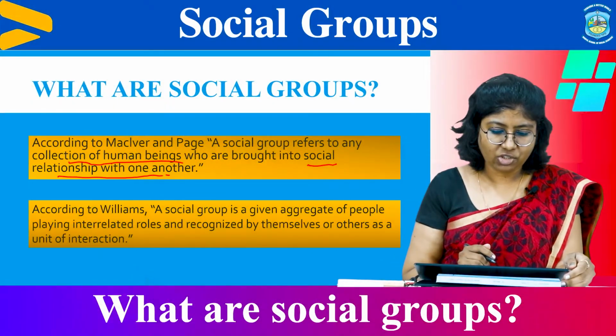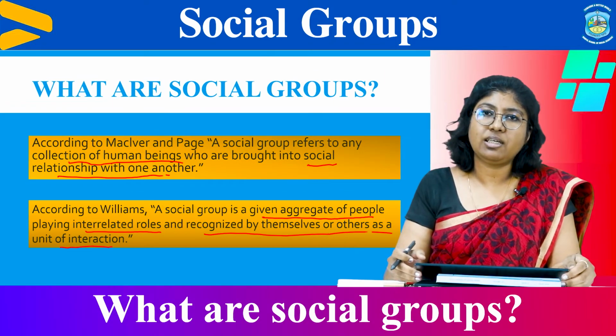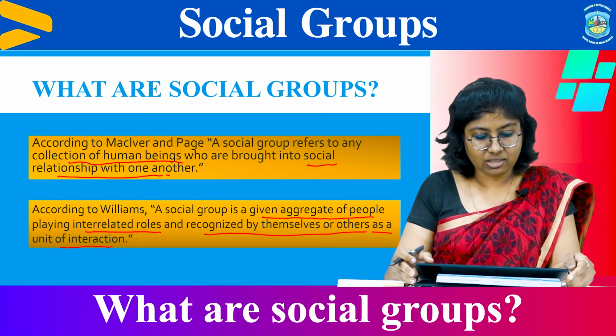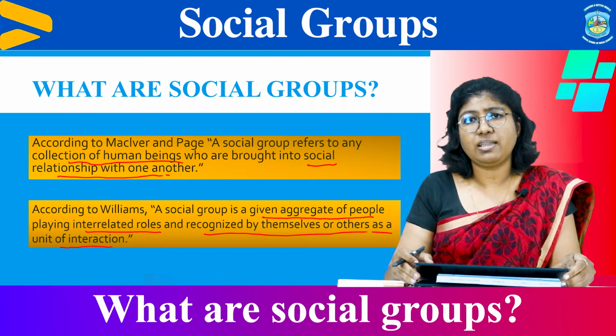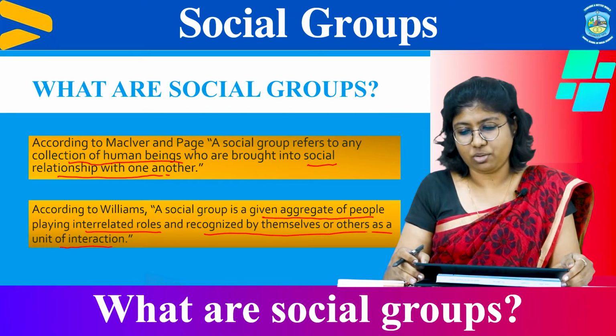Moving on to the next definition that is given by Williams, a social group is a given aggregate of people playing interrelated roles and recognized by themselves or others as a unit of interaction. That means these people who are coming together as a group, they are playing interrelated roles. There is an element of reciprocity which is present there, and they do identify themselves with the groups as well as others also are able to see them as a group.